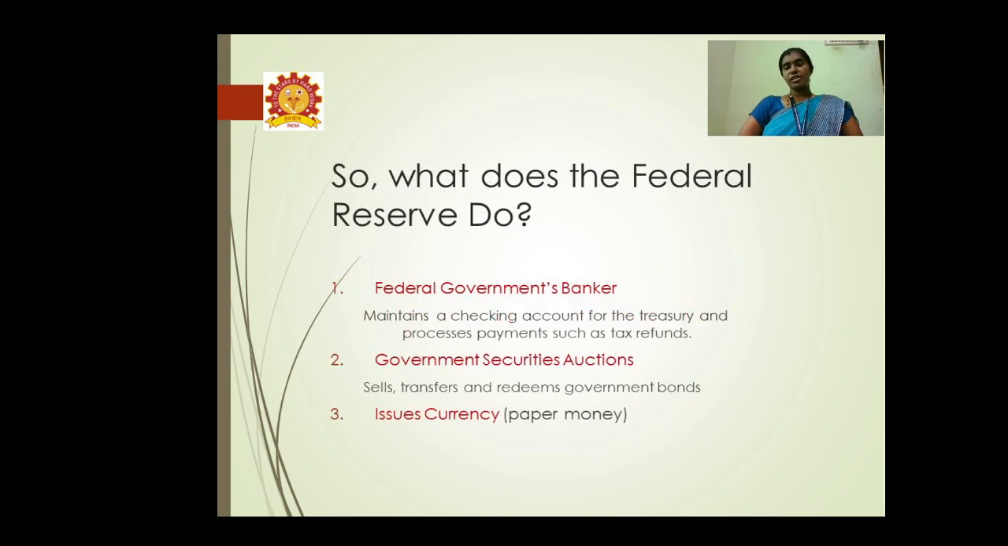So what does the Federal Reserve do? First one, federal government bank. Maintains a checking account for the Treasury and processes payments such as tax refunds. That is the first one. Second one, government securities auctions. Sells, transfers and redeems the government bonds. So this is the second one. Issues currency, paper money.